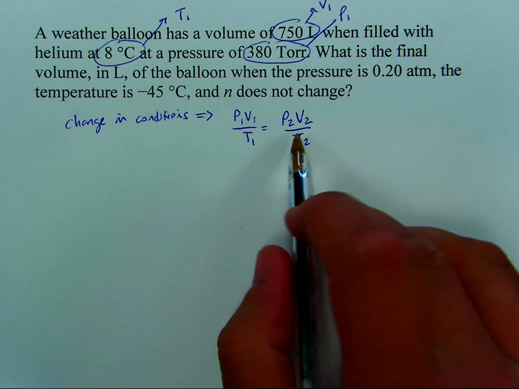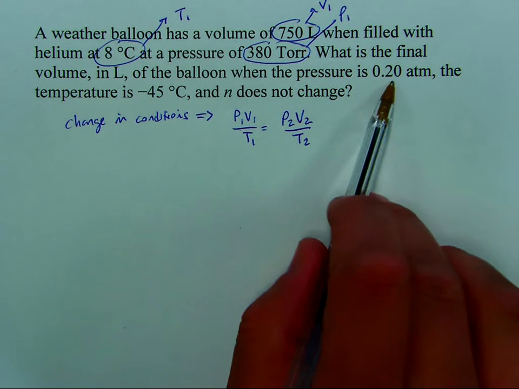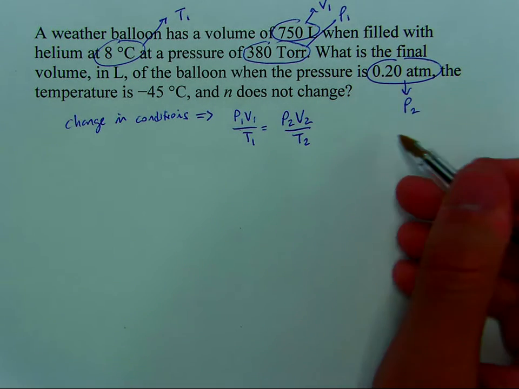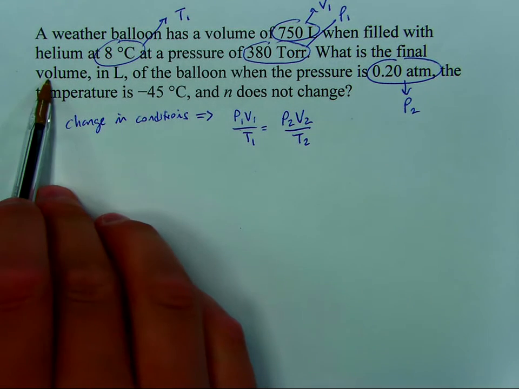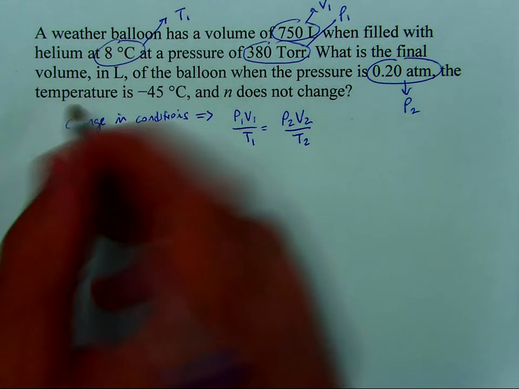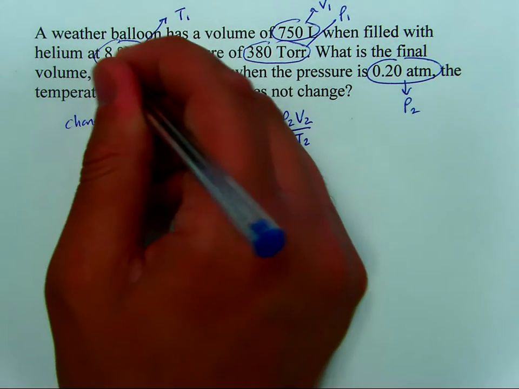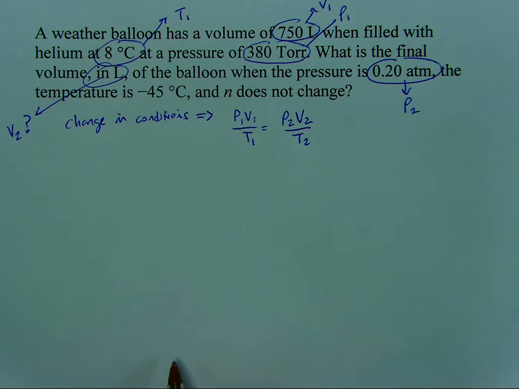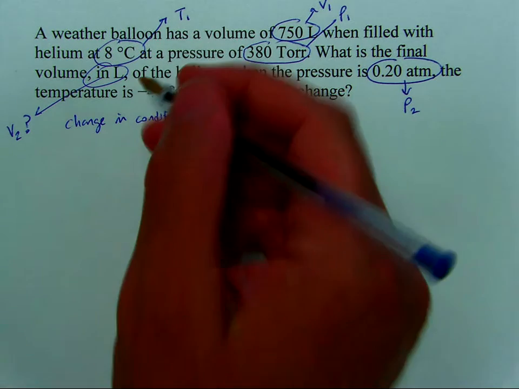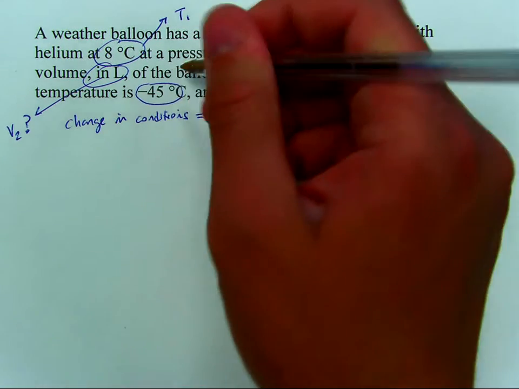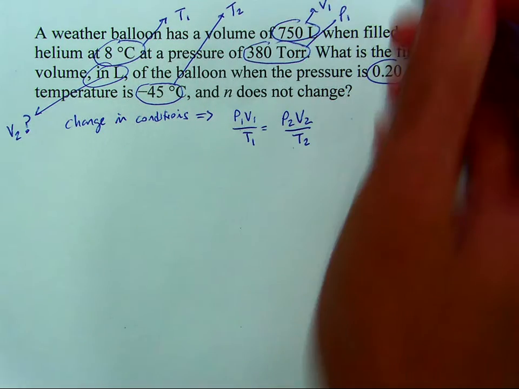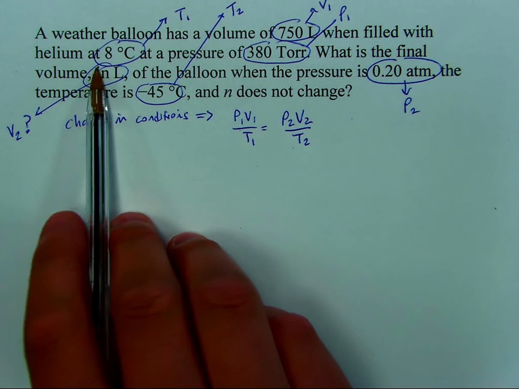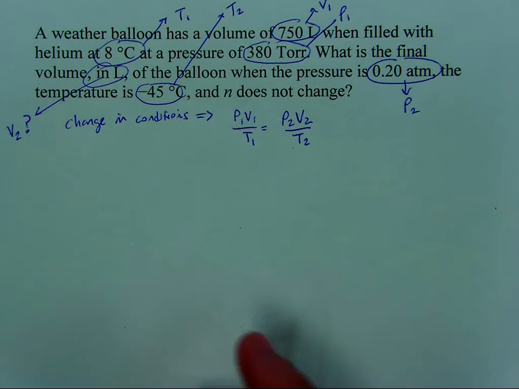How about the pressure after the change? Here it is. The new pressure is 0.20, so that's P2. What's the new volume? Well, that's what the question is asking, the final volume. So we don't know that. That's our unknown. And our T2 is right here, the temperature afterwards. You may find it useful to literally circle and label what's what, or you can create a list, whatever you're most comfortable with.